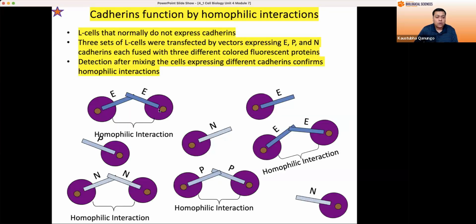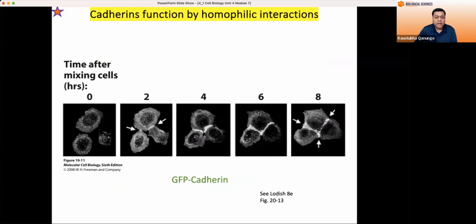So E and E interact together, P and P interact together, and N and N interact together. P and N will not interact. All of them are homophilic interactions. So a typical question that we can sometimes ask: we take a part of an embryo and dissociate it, and then the cells initially sort by associating with other cells of the same type.